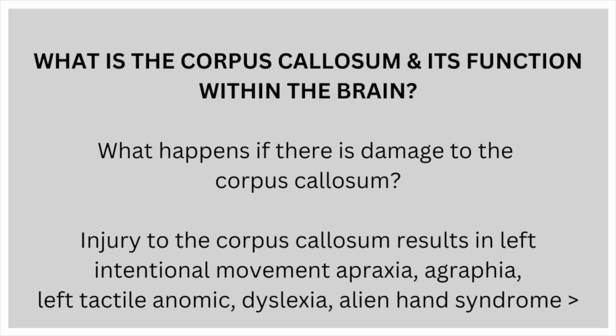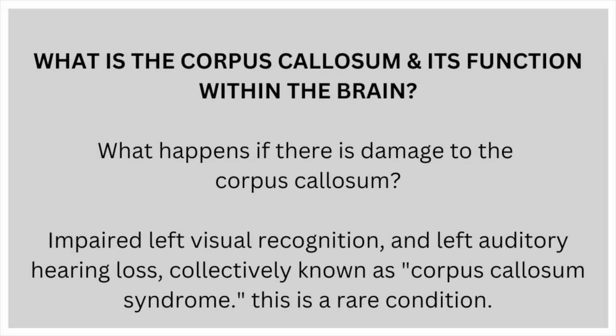What happens if there is damage to the corpus callosum? Injury to the corpus callosum results in the following. Now some of these words are a bit tricky. Left intentional movement apraxia, agraphia, left tactile anomic, dyslexia, alien hand syndrome, impaired left visual recognition, and left auditory hearing loss, collectively known as corpus callosum syndrome. This is a rare condition.